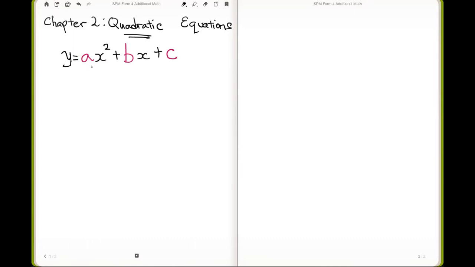You need this quite a lot, especially for SPM. For SPM, you need to know where's A, where's B, where's C. Let me show you what a parabola shape of a quadratic equation looks like.